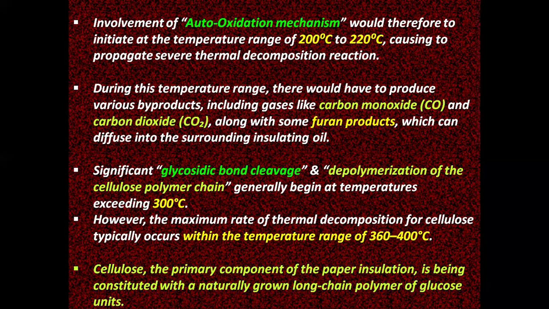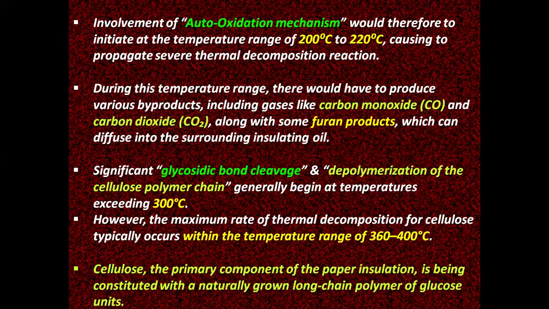Significant glycosidic bond cleavage and depolymerization of the cellulose polymer chain generally begin at temperatures exceeding 300 degrees centigrade. However, the maximum rate of thermal decomposition for cellulose typically occurs within the temperature range of 360 to 400 degrees centigrade.